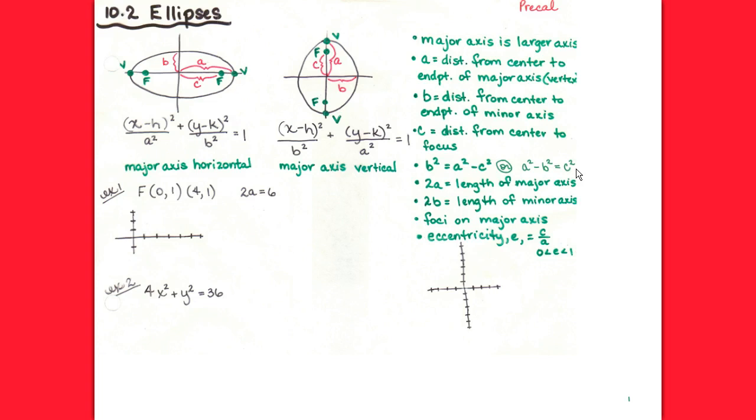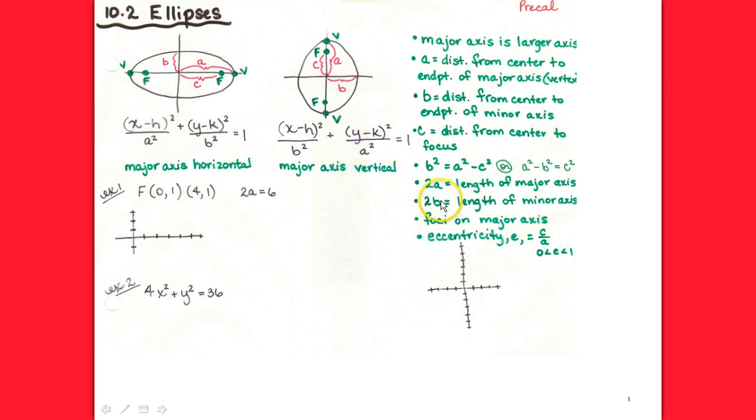All right, 2A is the length of the major axis. If the distance from the center to the end of the major axis is A, that's 1A plus 1A, so that total length would be 2A.